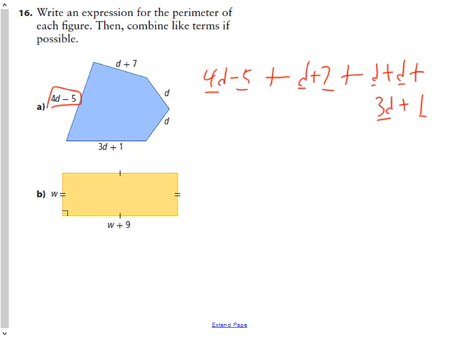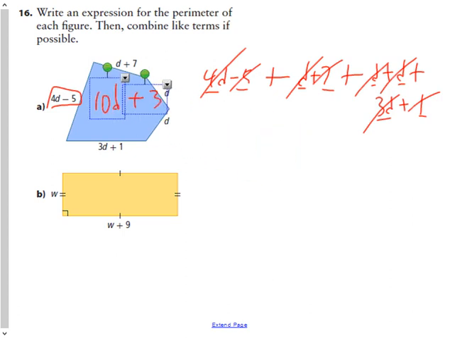If we look at it, how many D's do we have? We have 4 D's, we have 5 D's, we have 6, 7, 8, 9, 10. We have 10 D's as a simplified D term. We have a plus 1, a plus 7, which is 8, and a minus 5, which simplifies to be a plus 3. And therefore, the perimeter of said shape, perimeter equals 10D plus 3.